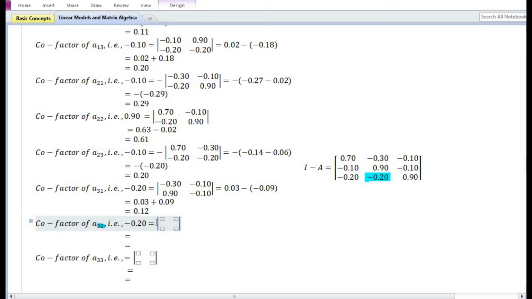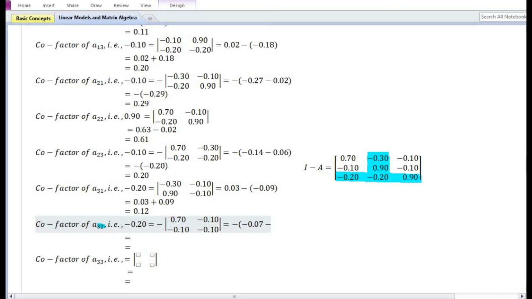3 plus 2 equals 5. 5 is an odd number, so we have a negative sign. Deleting the row and the column, we have 0.70, minus 0.10, minus 0.10, minus 0.10. Plus times minus equals minus. 0.70 times 0.10 equals 0.07. Minus times minus equals plus.